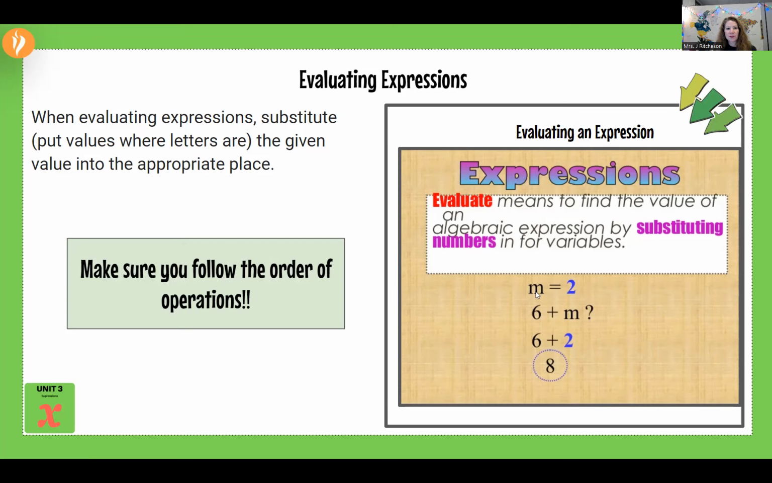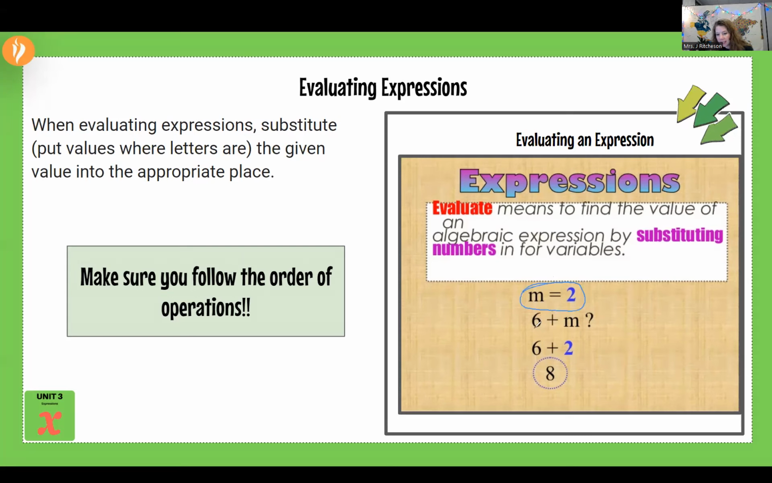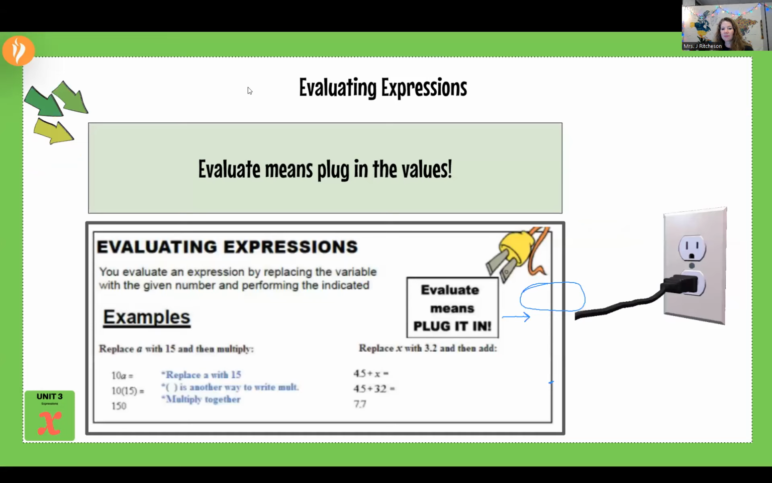All right, so right here on this first example, they gave us, use the value of 2 for m. So when we have the expression 6 plus m, we're literally substituting 2 for m. We plug it in, and then we can figure out that 6 plus 2 is equal to 8. So in this algebraic expression, when the value of m is 2, that expression is equal to 8. Easy enough, right? So evaluating expressions is simply plugging it in.